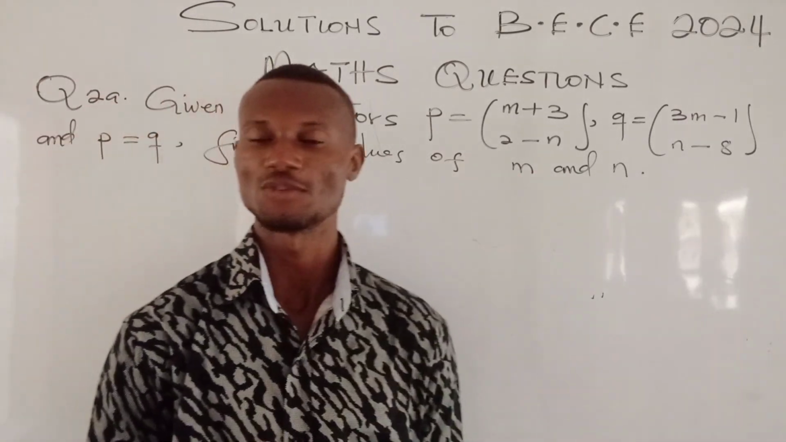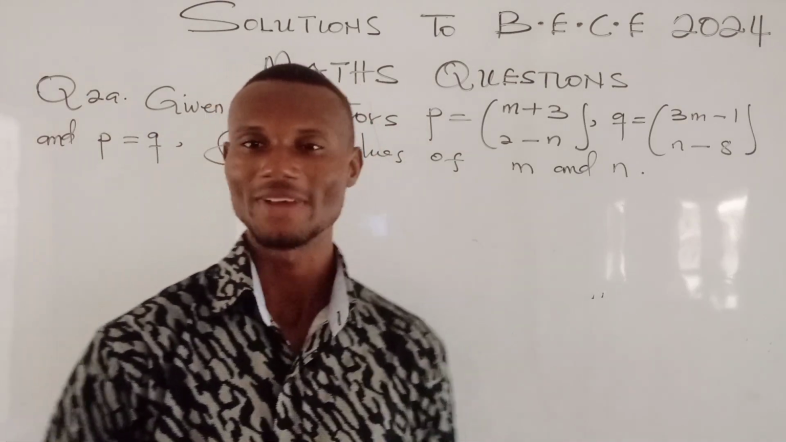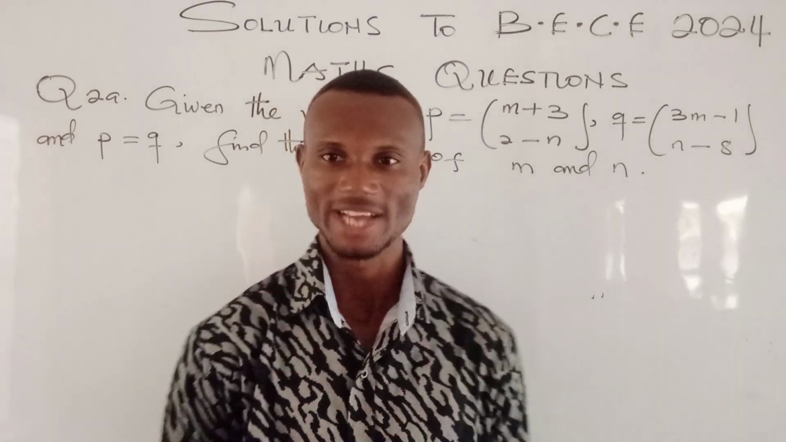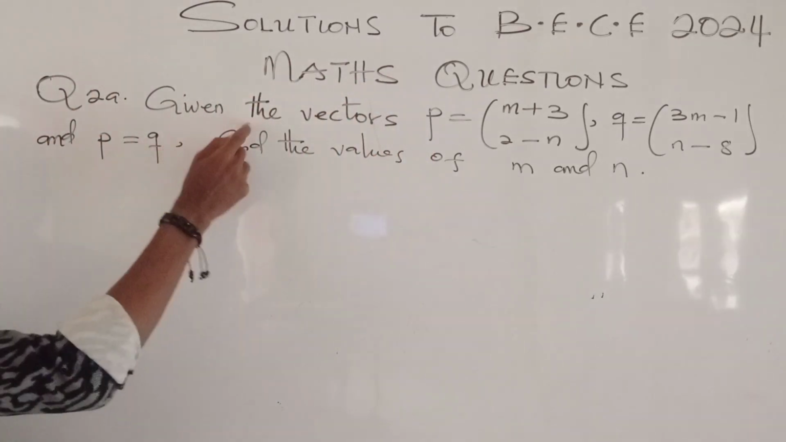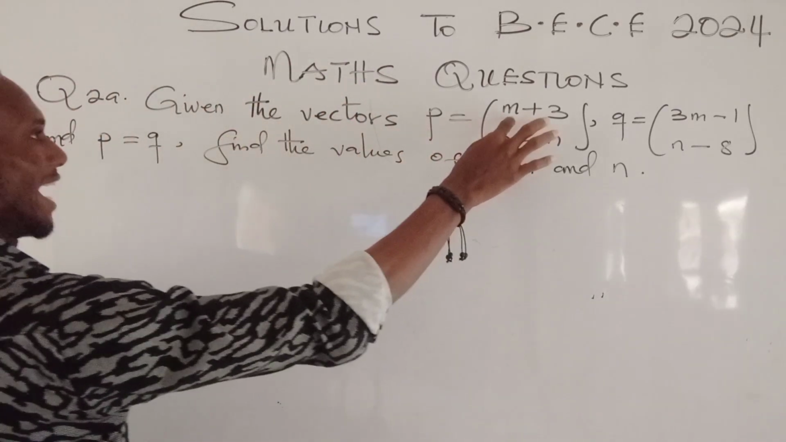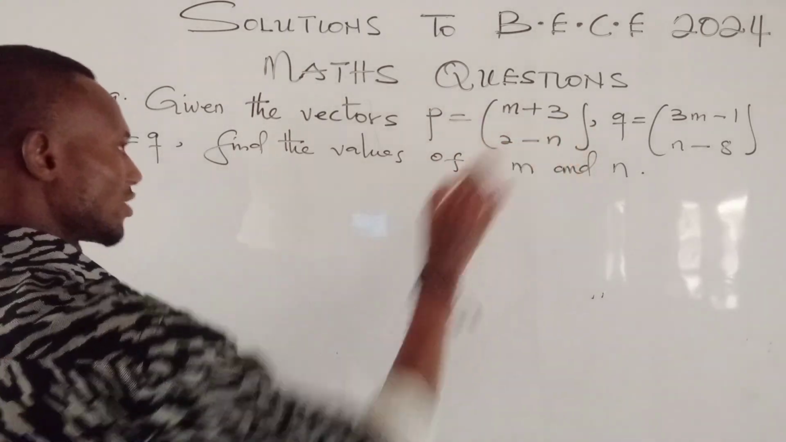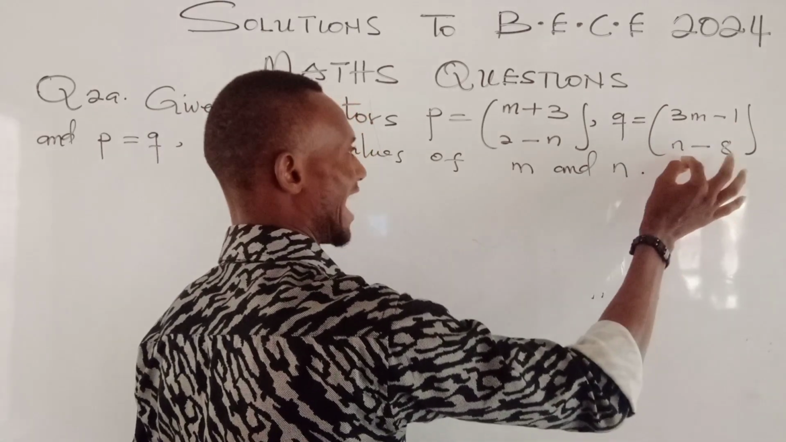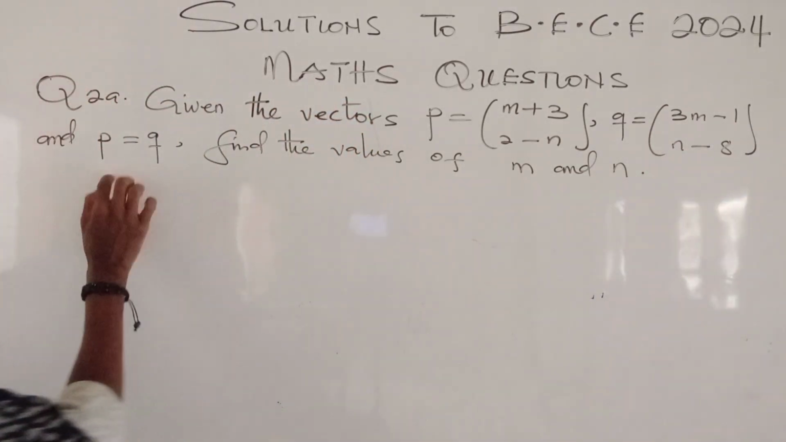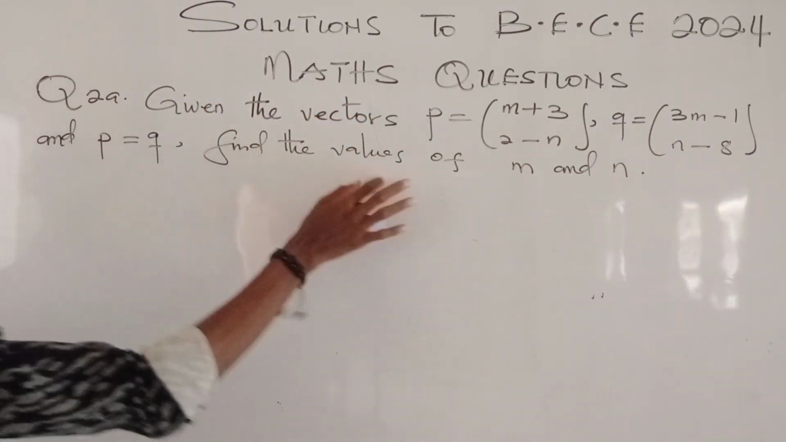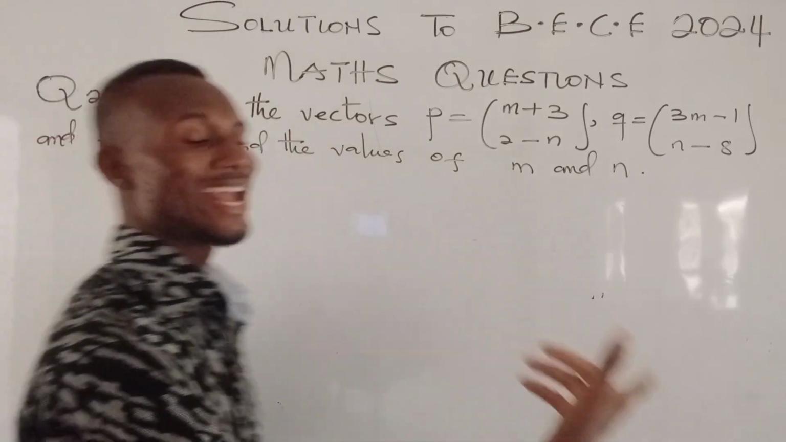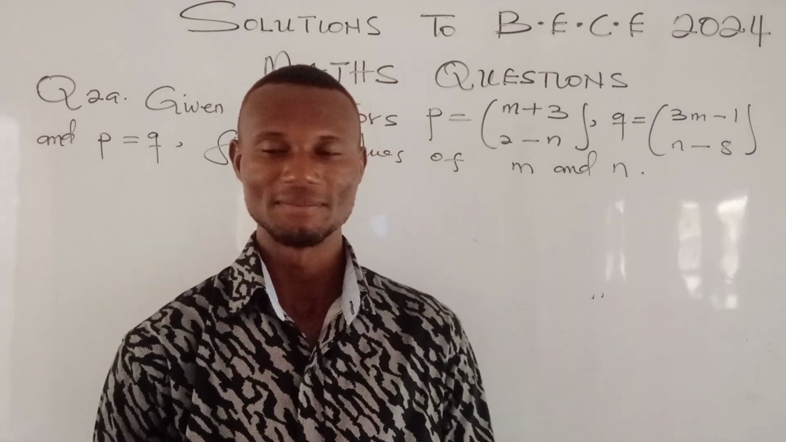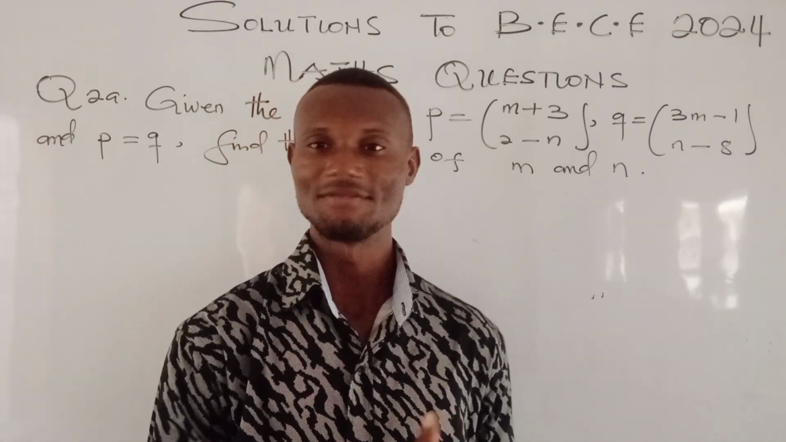We are being asked to find the values of m and n in the given question. Let me read it one more time. Given the vectors p equals (m plus 3, 2 minus n), q equals (3m minus 1, n minus 8), and p equals q, find the values of m and n. We are being asked to find the values of m and n.